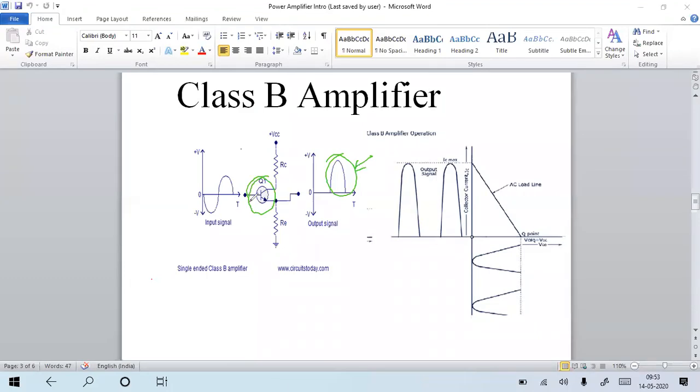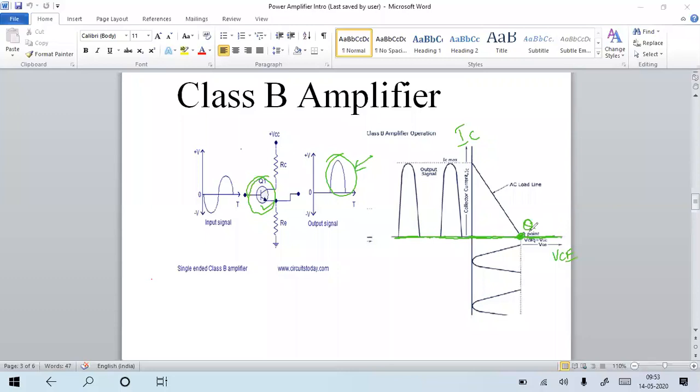For this, the transistor must be operated in the cutoff region. If you see the VI characteristics, this is the IC output current and this is the collector to emitter voltage. In this region, there is no current flow. This area is called the cutoff area. There you have to operate your Q point. Your Q point should lie exactly on the cutoff point.